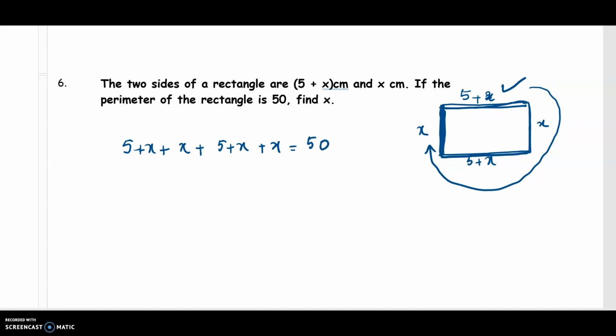And the question says that the perimeter is 50. So what I've done here is I've set up the equation based on the sentence given here. It says the two sides of a rectangle are 5 plus x and x centimeters respectively. And if the perimeter is 50, which means if you add all the sides, all 4 sides of the rectangle, the sum of all 4 sides of the rectangle is 50. And what I've done here is set up an equation.